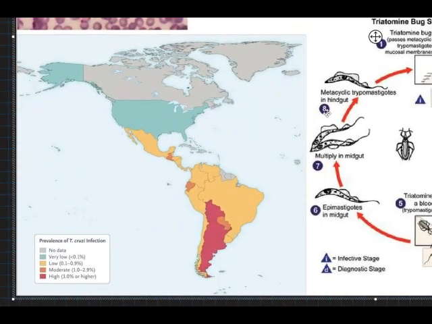You can see that the entire Central and South America is low to high, and Argentina and, what is it, Bolivia, I think? Bolivia? And Paraguay. They are affected pretty severely, okay?